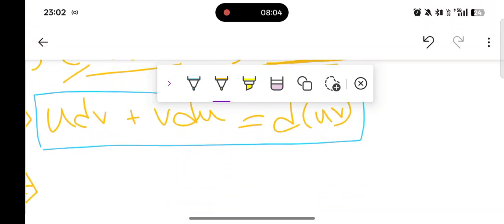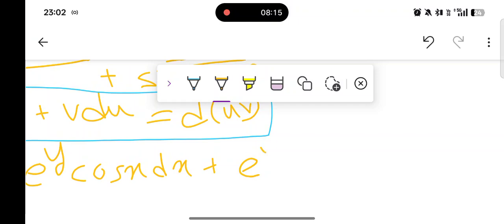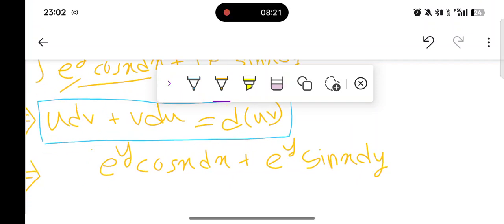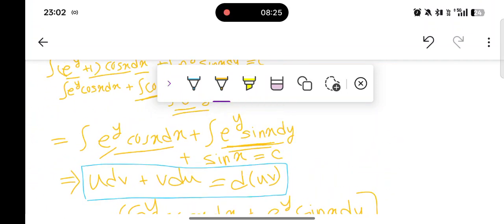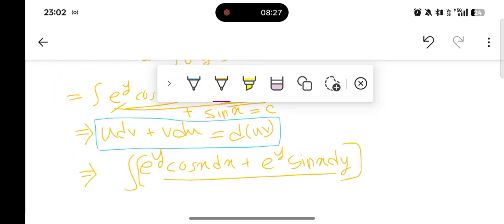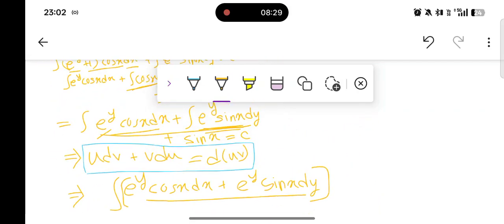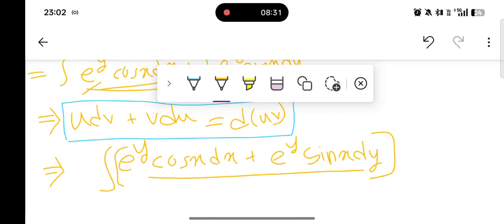If I am taking the uv pair as e^y sin x, then the differentiation of sin x is what? Cos x with a dx plus the differentiation of e^y is e^y, this is sin x, and this is dy, right? Now integrate the whole part. Now it is looking almost the same. Yes, it is 100% the same. So I am now erasing again.